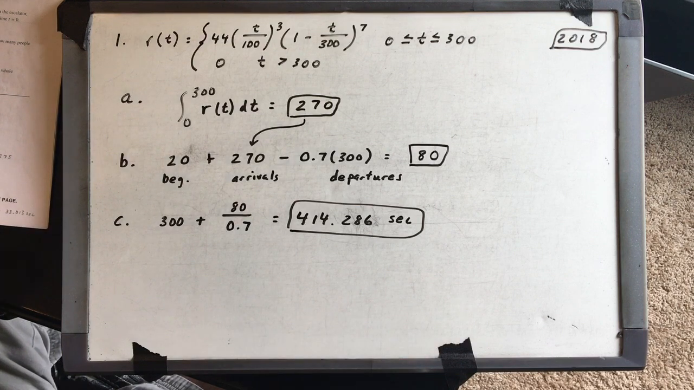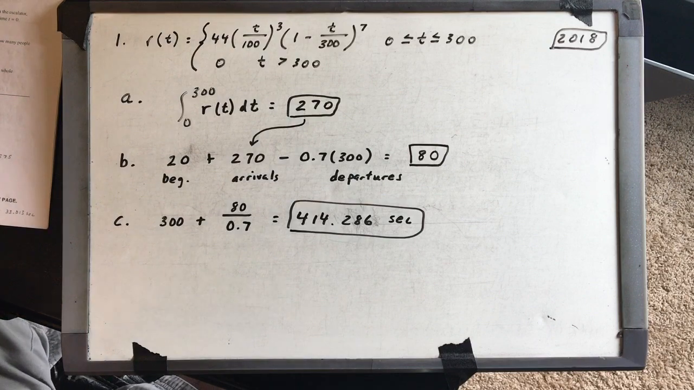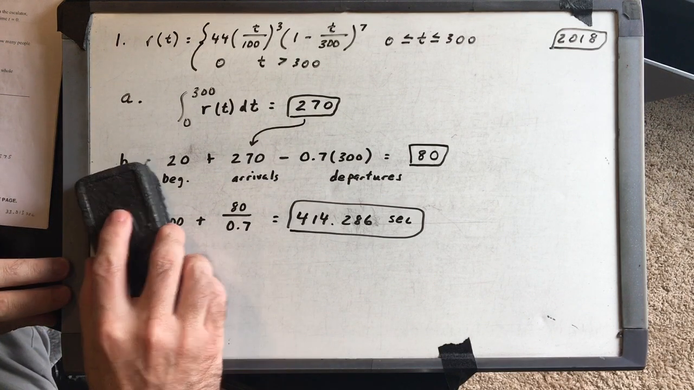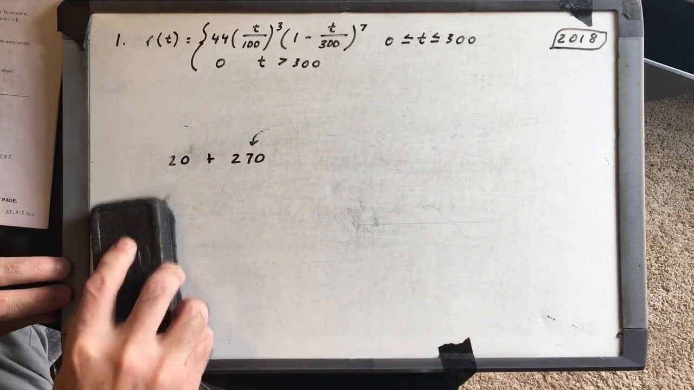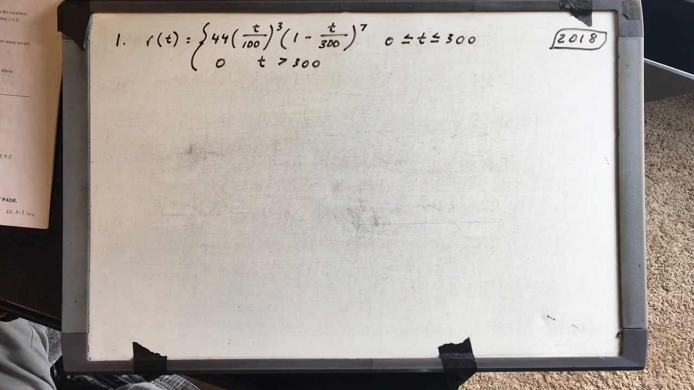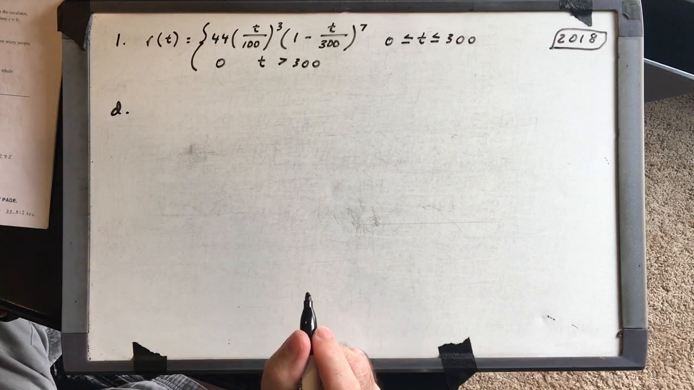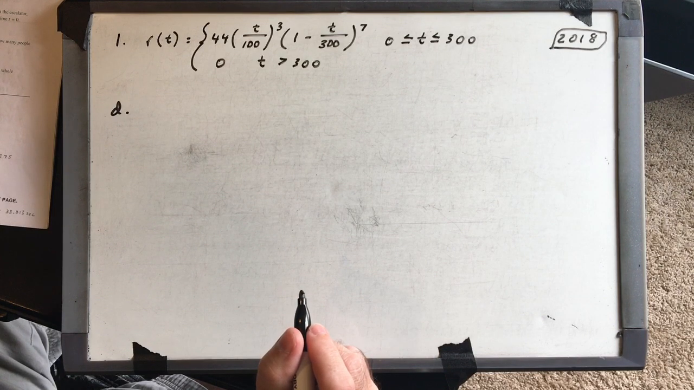All right, part D, I don't think I can fit in this little space on the board, so pause that if you need to, and we'll come back and get part D. All right, part D reads, for the time interval 0 to 300, at what time t is the number of people in line minimum? And to the nearest whole number, find the number of people in line at this time.